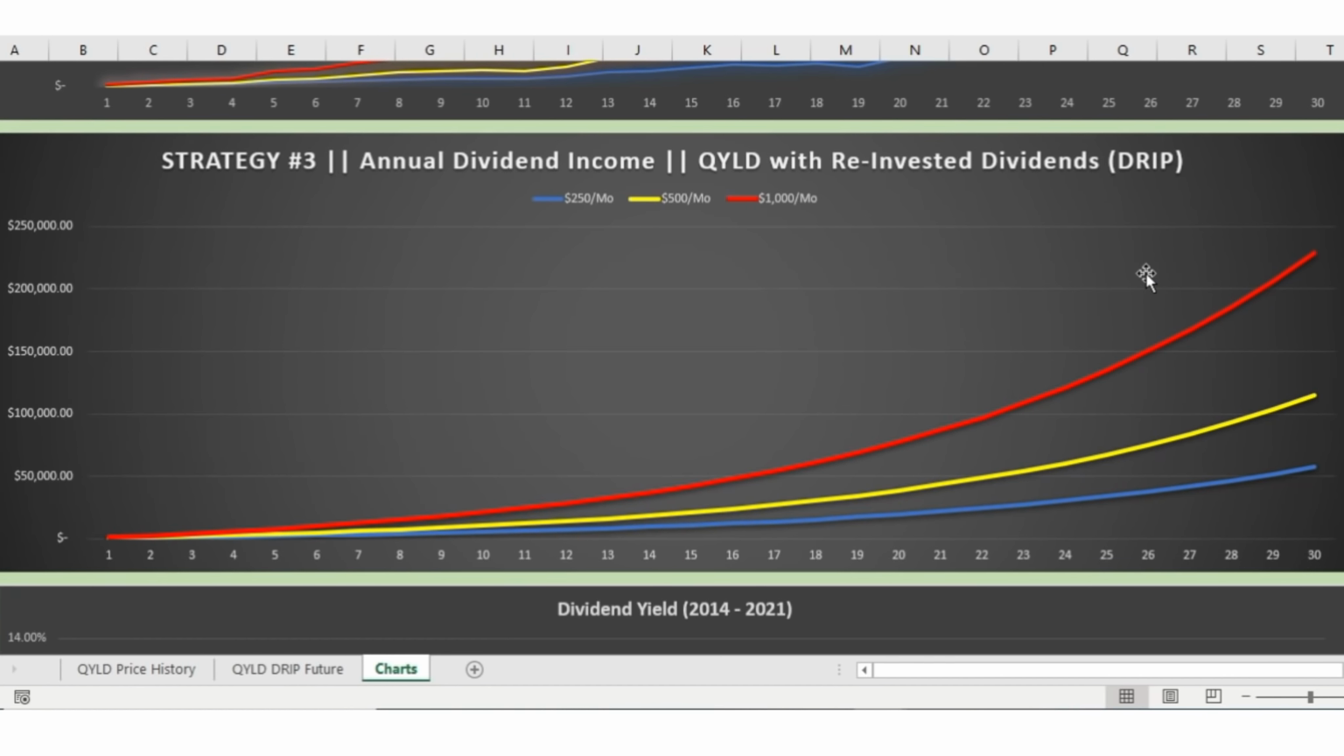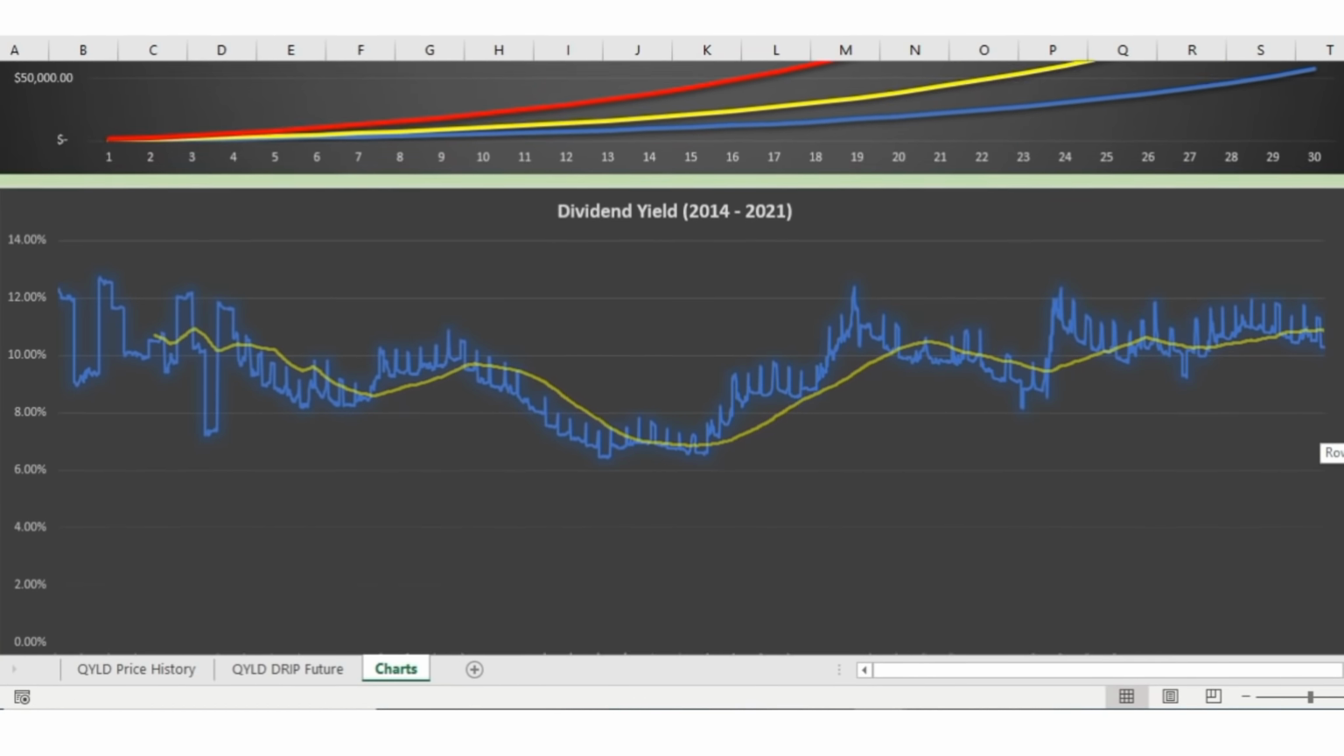And then strategy number 3 right here, this is again assuming the 11% annual dividend yield. At $1,000 a month, we'd be up here north of $200,000, at $500 a month at $114,000, and then at $250 a month contributions, we'd be at $57,000.